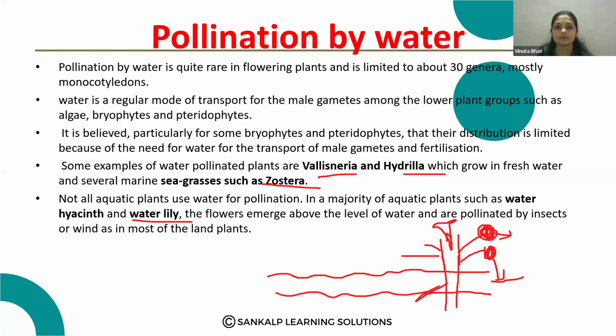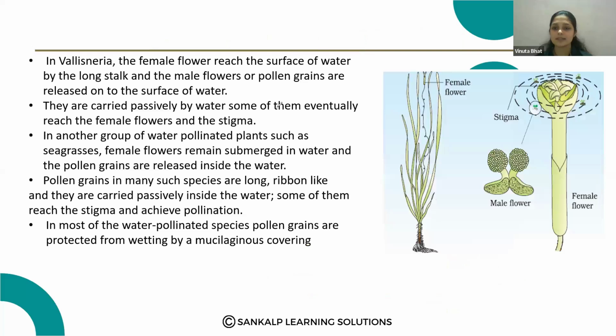So here, in Vallisneria, how the pollination takes place, just see the diagram. In Vallisneria, the female flower reaches the surface of the water by a long stalk and male flowers or the pollen grains are released on the surface of the water. Okay. Here the Vallisneria, the female flowers reach the surface of the water. Just imagine this is the surface of the water and this is the female flower. Okay. The female flower reaches the surface of the water.